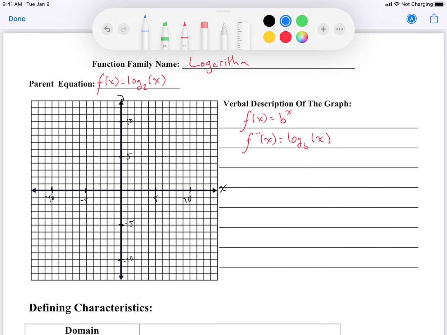Meaning that if they're inverses, that's how we're actually going to start graphing this. So I'm going to graph log base b of x in blue. But remember, since our base is 2, we're going to be graphing f of x is equal to 2 to the x. So we're going to graph our exponential first. If you remember, our exponential crosses over here at 1, and then it goes down here and it's asymptotic to the x-axis.